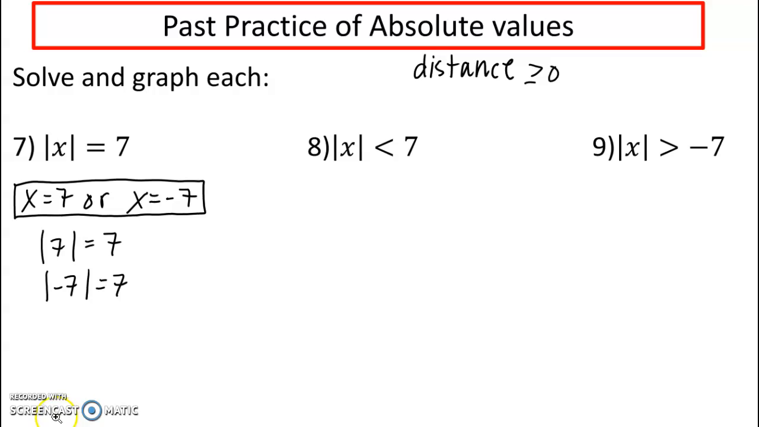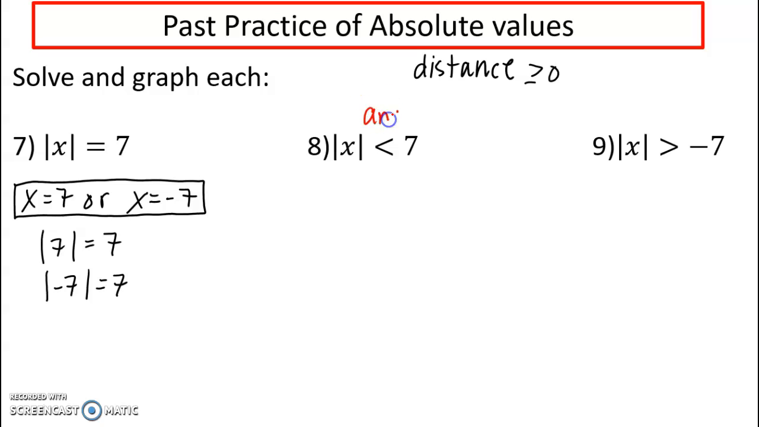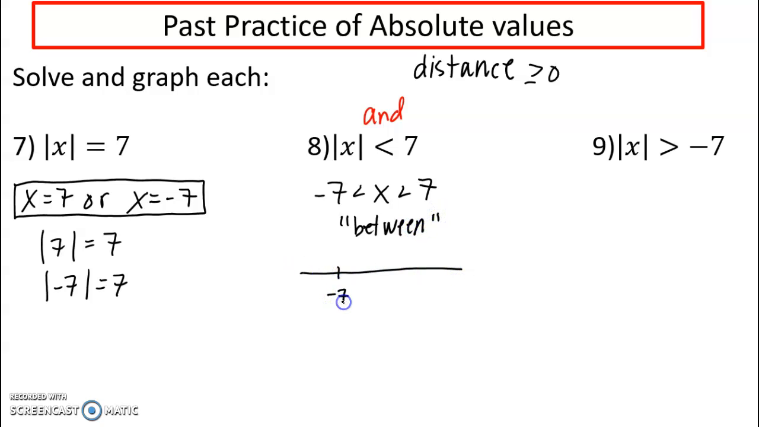So I have absolute value of x is less than 7. This is a less than, so this is an and statement. And to get rid of my absolute value, I bound x between the opposite of the answer and the positive of the answer. So I'm saying x is any number between negative 7 and positive 7. So when I go to graph that, I put open circles at both negative 7 and 7, and then I shade everything in between those boundaries.